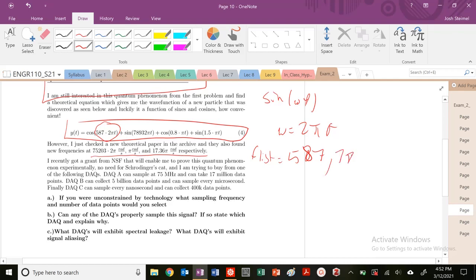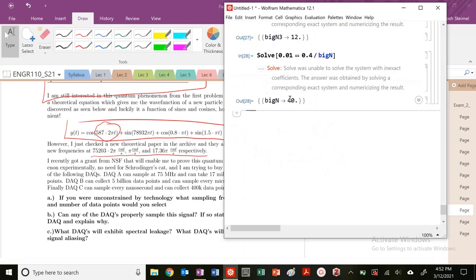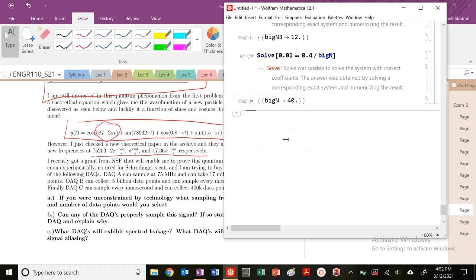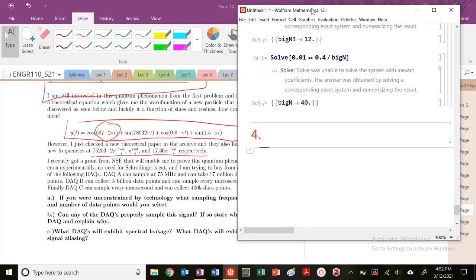7, 8. Actually, let's go ahead and do this in Mathematica. So let me go ahead and cancel this out. So quit the kernel. So I'm going to do my last problem. Yeah, hooray. So I'm going to do my frequency list.